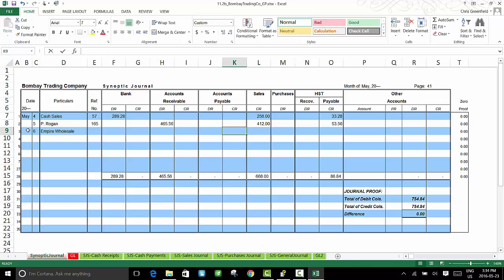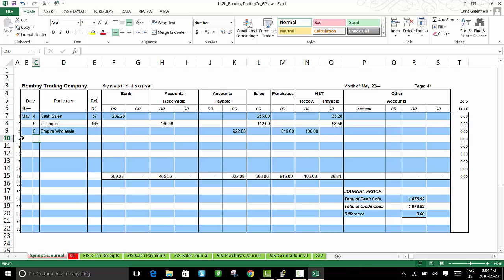That's going to be a credit because this is an increase in what we owe to other people. We then have some purchases worth $816, and then our HST recoverable in this case is going to be $106.08. Okay. So again, checking that we have our zero balances, we do. So we are good to move on to our next transaction.